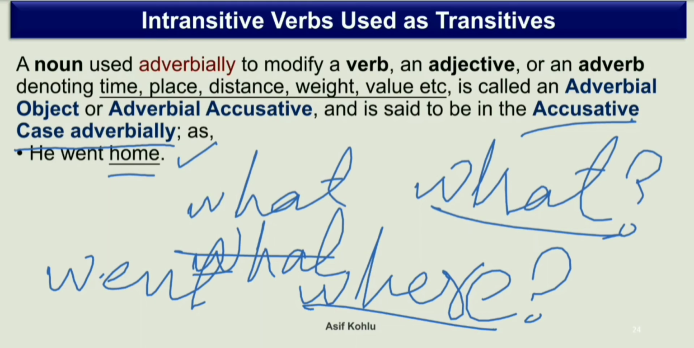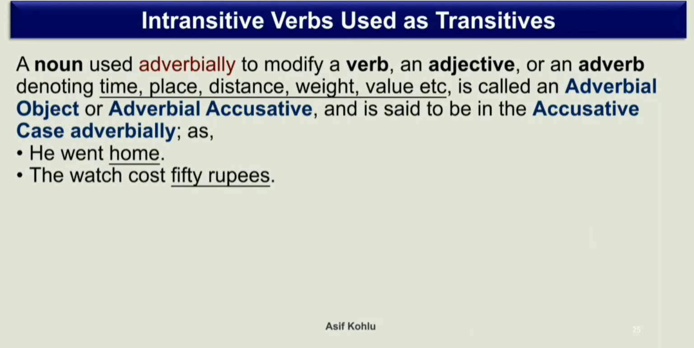That is why home is called the accusative case adverbially. Why is it called accusative case? Because it is in the accusative case, meaning objective case, and it is used as an adverb modifying the verb went. He went where? He went home. So it is known as accusative case adverbially. Secondly, the watch cost 50 rupees. Cost how much? 50 rupees. So now 50 rupees is the accusative case adverbially.